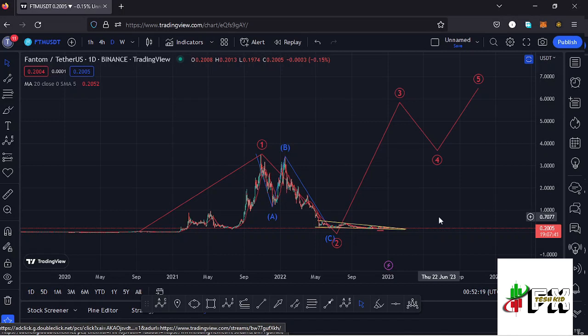Allow me to kickstart the video here on the daily chart by giving you a brief of what has been happening, where you can see that Fantom, from these low prices that we had been trading within, we saw a very nice bounce to the upside, making it to an all-time high at around the $3.5 mark. And in that movement to the upside, I'm terming it as a higher Elliott wave count 1 to the upside.